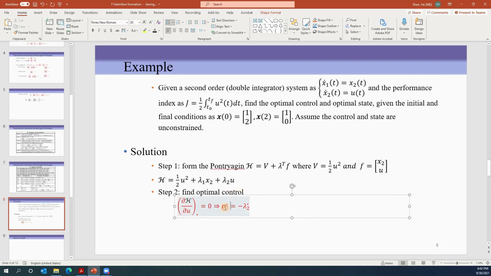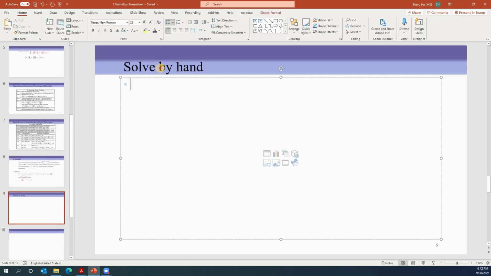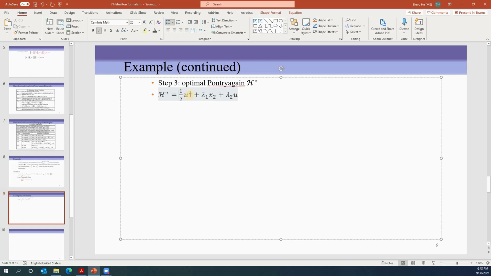After we find the optimal control, we're going to substitute this u into the Hamiltonian, so we'll be able to find the optimal Hamiltonian. So step 3, we're going to find the optimal Hamiltonian. And then we're going to replace u star by negative lambda 2, right? So now we have a lambda 2 here, and u will be replaced by negative lambda 2. So we have a negative lambda 2 squared. We already got a positive lambda 2 squared there, and now a negative lambda 2 squared. So that will give us negative half lambda 2 squared. So we find the optimal Pontryagin Hamiltonian.